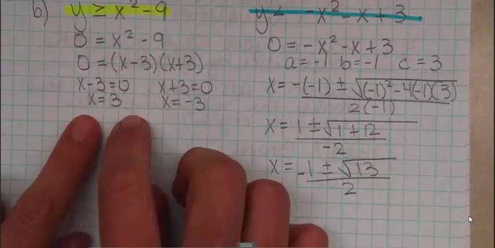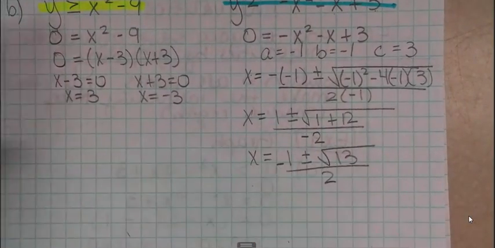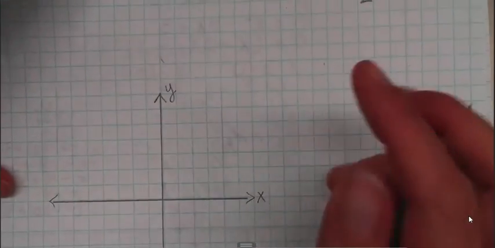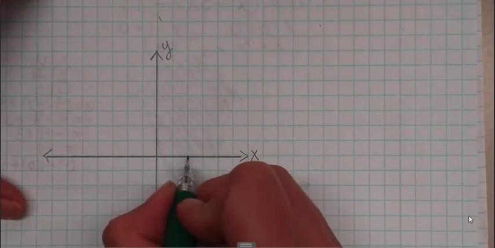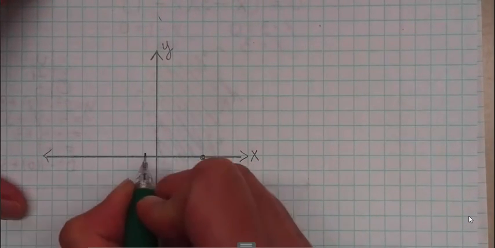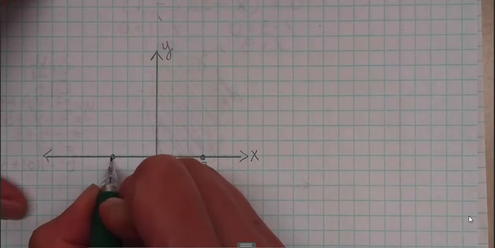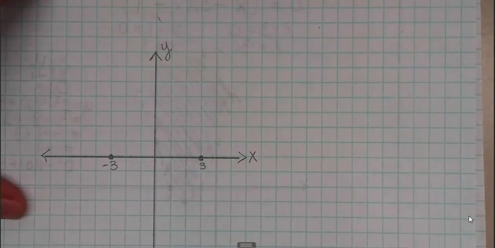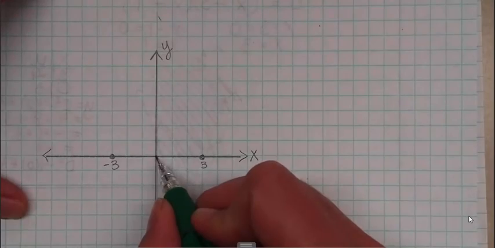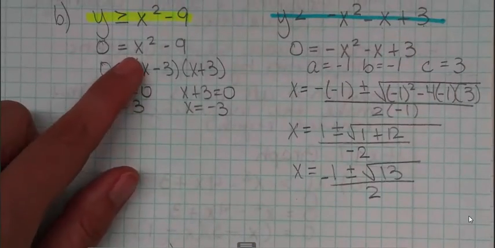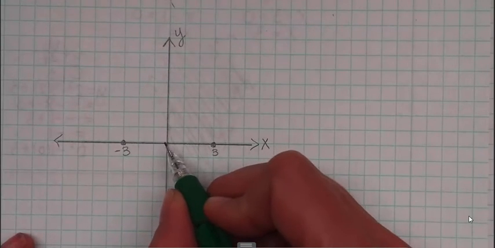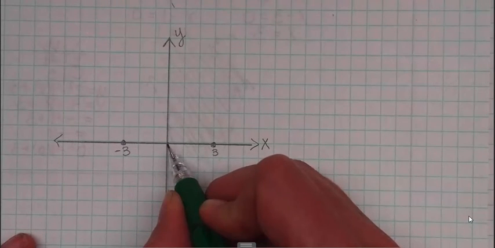Okay, so I'm going to start with the yellow one. So I'm going to plot those two x-intercepts. So there's 3 and -3. So my vertex is going to be in the middle. And again, it's opening up. So I know that my x value, my vertex, is on the y-axis. So now the question is, what's the output?